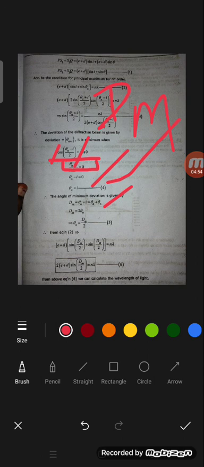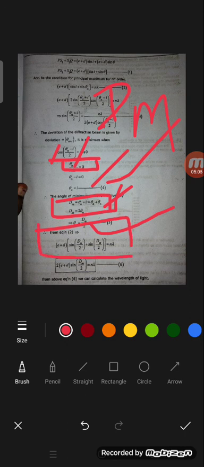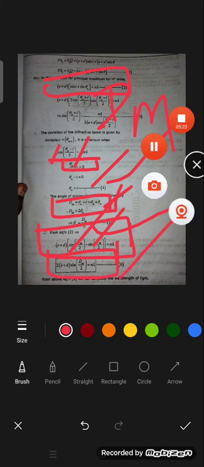From equation 4, theta n equals i. Substituting in this equation, we get the minimum deviation equal to 2 theta n, so theta n is dm by 2. Now substitute these in equation 2: (e plus d)(sine dm by 2 plus sine dm by 2), that is 2 (e plus d) sine dm by 2, is equal to n lambda. So this is how to determine the wavelength using the grating with the oblique incidence method.